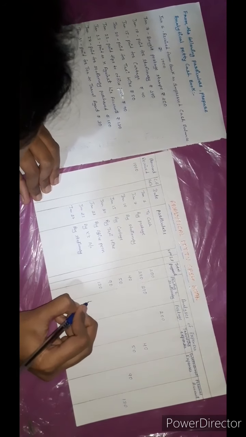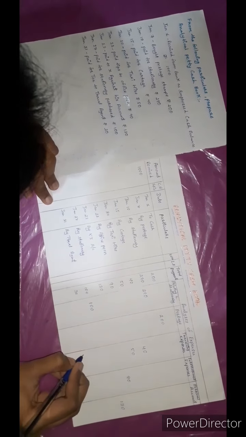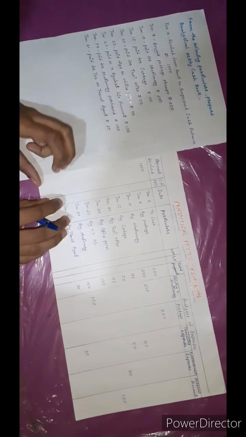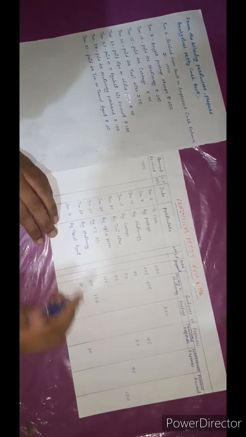it is 100. And the last one is Jan 31st, paid for tea to travel agent. This also comes under traveling expenses. So Jan 31 by travel agent, and the amount is 30 rupees. So we have to calculate all these expenses that we made.